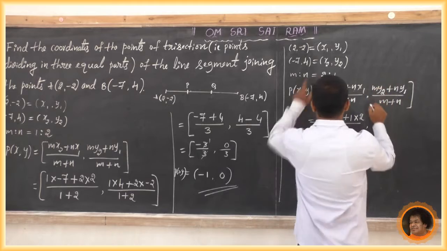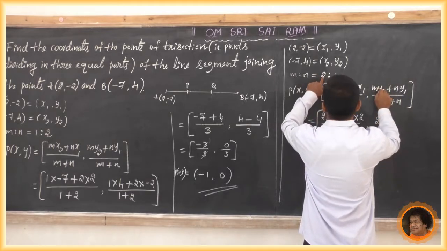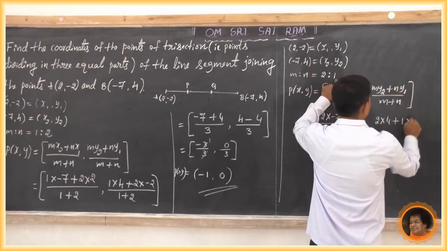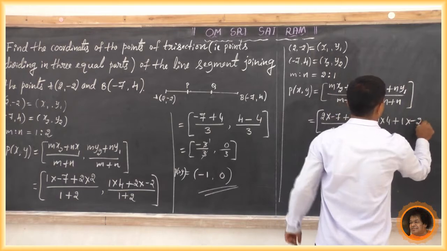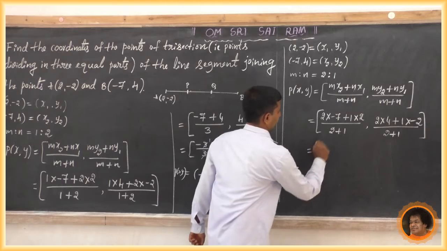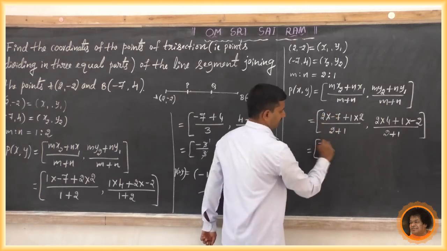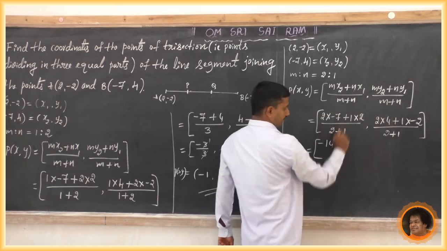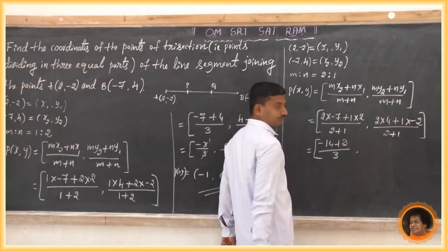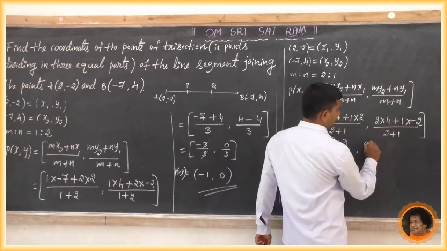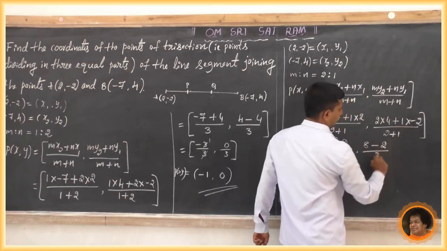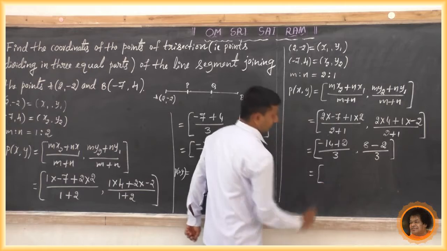m y2 plus n y1: the m value 2 into y2, so y2 is 4, plus the n value 1 into y1, which is minus 2, divided by 2 plus 1. Now simplify. We get minus 2 into 7, which is minus 14, plus 2 into 1, which is 2, divided by 2 plus 1, which is 3. 4 into 2 is 8, plus 1 into minus 2, which is minus 2, divided by 3.